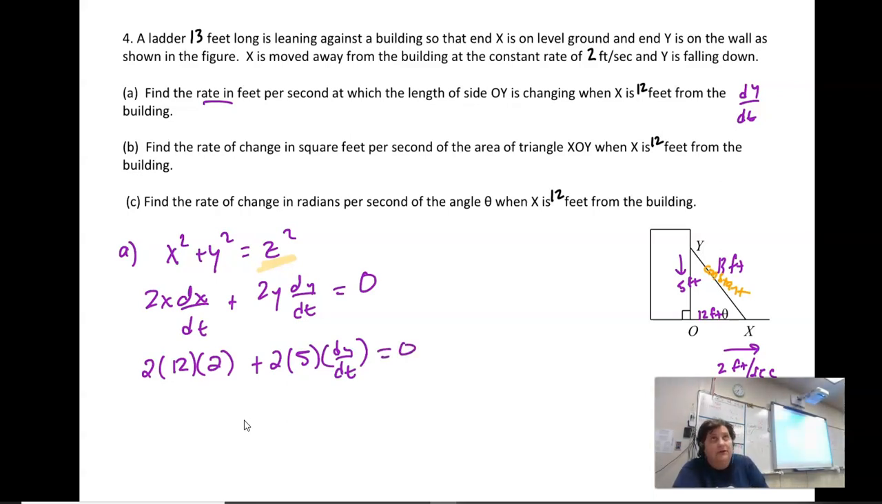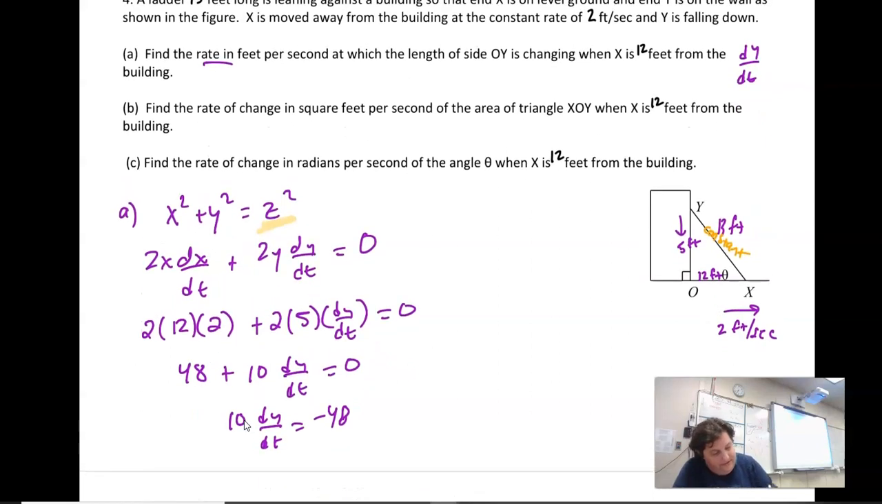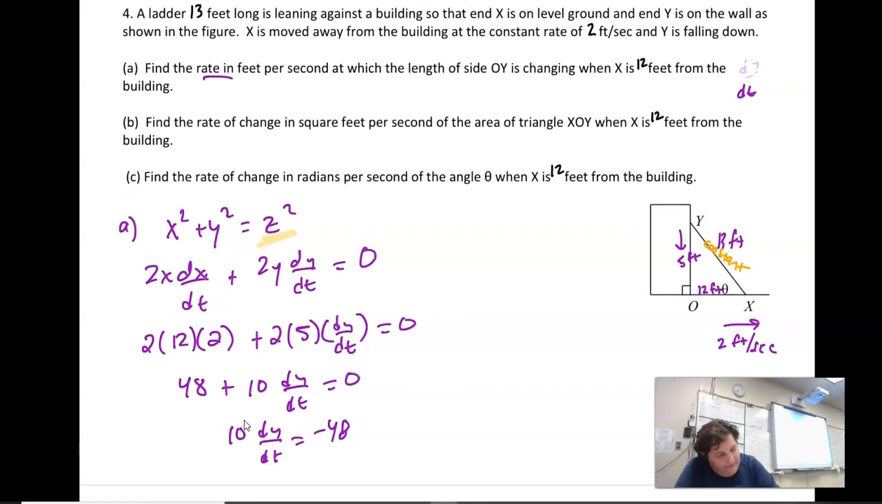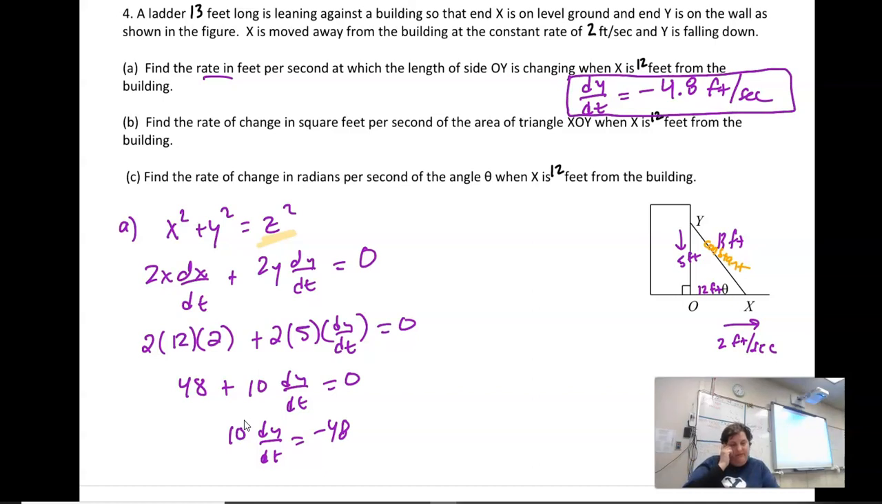All right, so I have 12 times 2 times 2 is 24. That's 48 plus 10 dy dt is 0. If I subtract that over, 10 dy dt is negative 48. And then for my answer, divide by 10, I get, write it up here, dy dt is negative. You could put 48 over 10, or I'm just going to put 4.8 feet per second. Okay, so it's falling at a rate of negative 4.8 feet per second. Okay, part B.